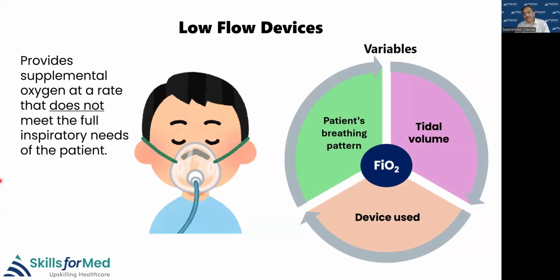Now we'll first talk about low flow devices. What we have to understand about low flow devices is that they are approximate devices. They give supplemental oxygen, but at a rate that does not fully meet the inspiratory needs of the patient. So if you want precise oxygen delivery, you should not use low flow devices. But for most patients, when you initiate oxygen, a low flow device is enough. These are not that reliable because of certain variables. When you use a low flow device, the patient's breathing pattern, whether shallow or deep, fast or slow, will alter the FiO2 given to the patient.